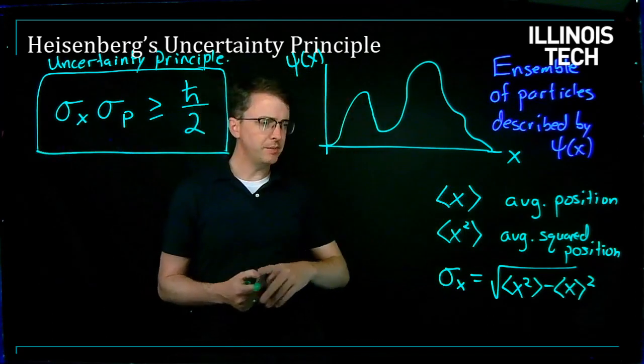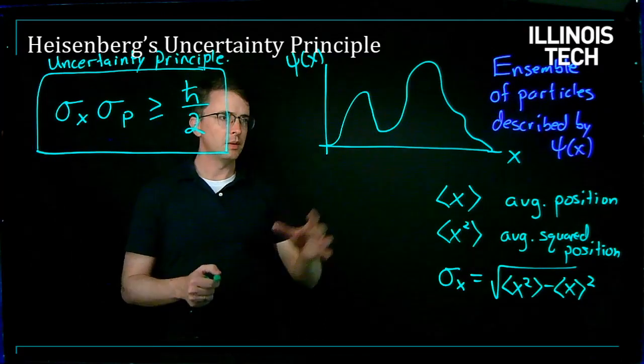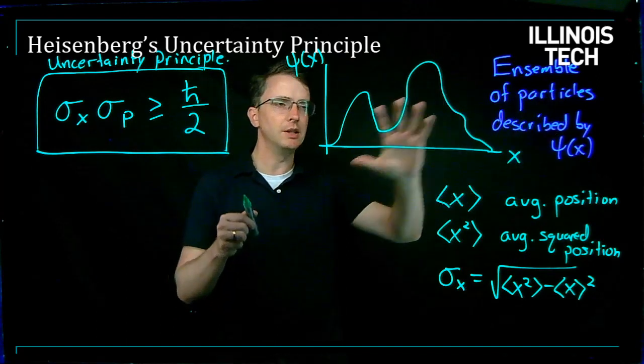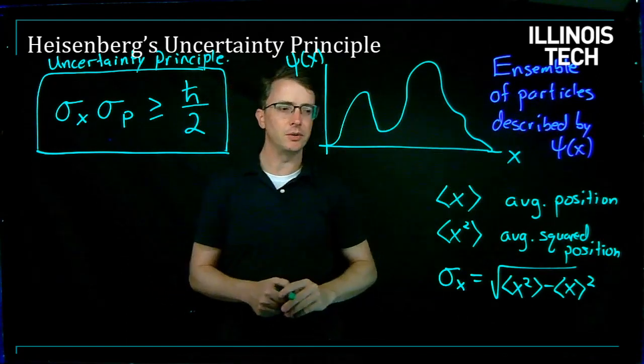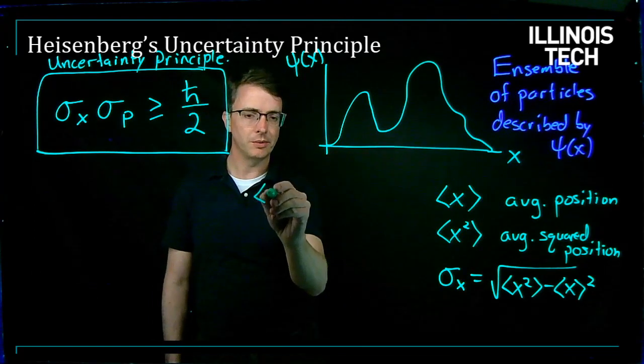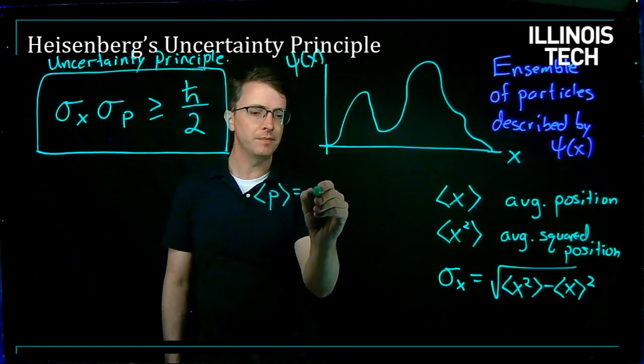And I could do the same thing with the momentum. I could take all of these particles, which are all described by the same wave function, individual systems, a whole bunch of them identical, and I could measure the momentum of each one and average all of those. That would tell me the average momentum.